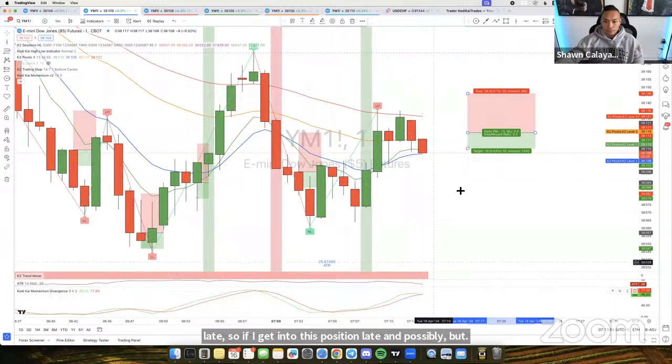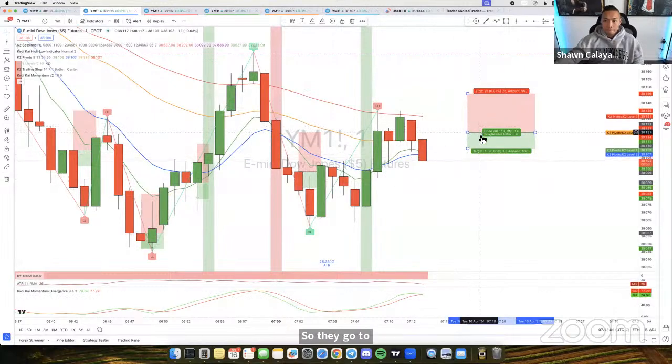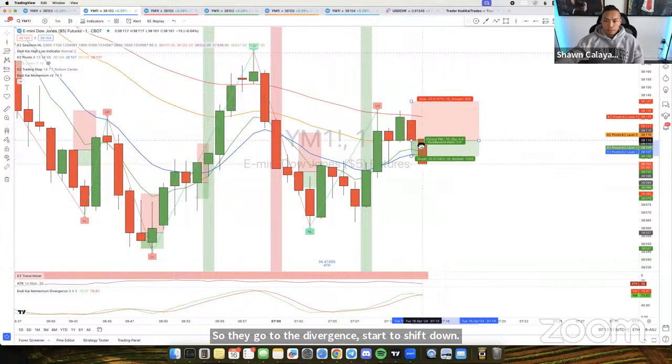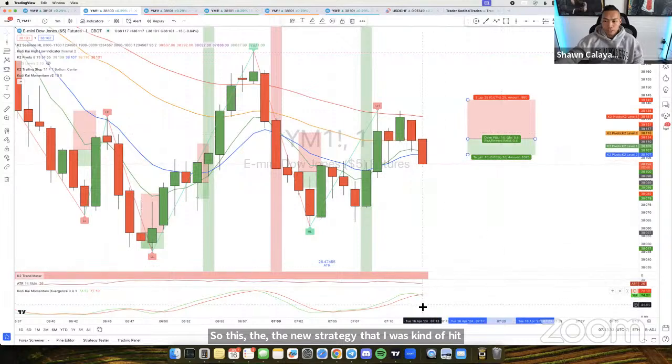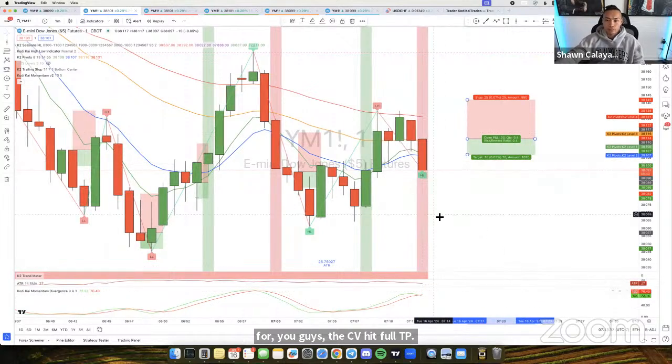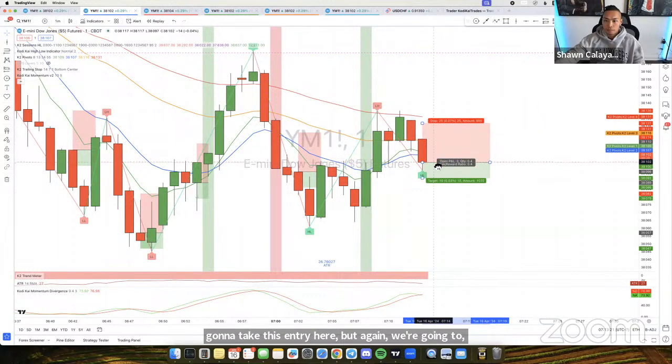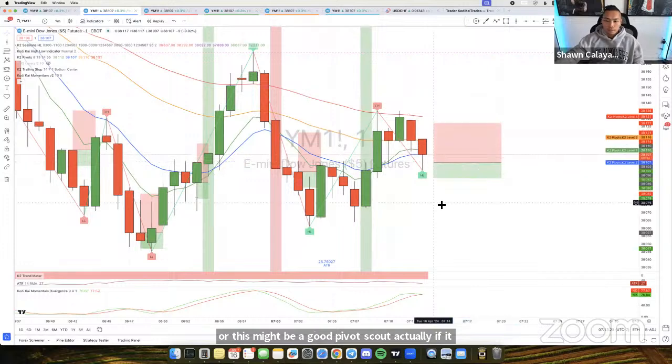So there goes the divergence starting to shift down. This is the new strategy that I was referring to, and it hit full TP already, guys. The CV hit full TP. I'm not going to take this entry here, but this might be a good pivot scalp actually if it closes. It's got like 30 seconds left on it.